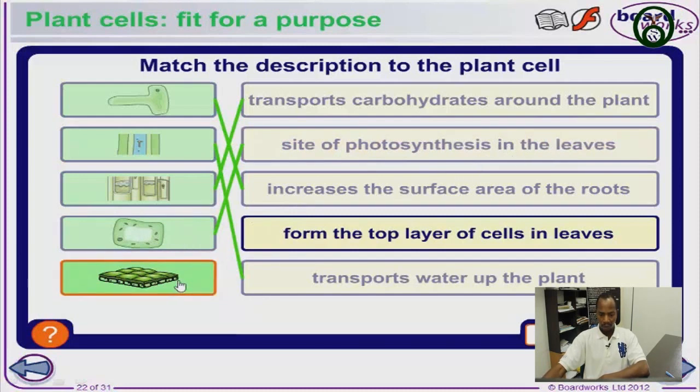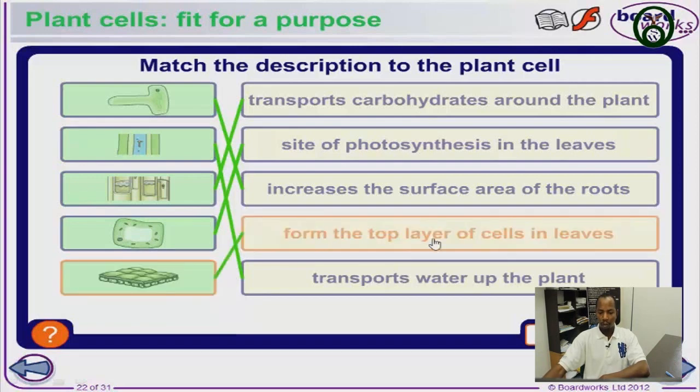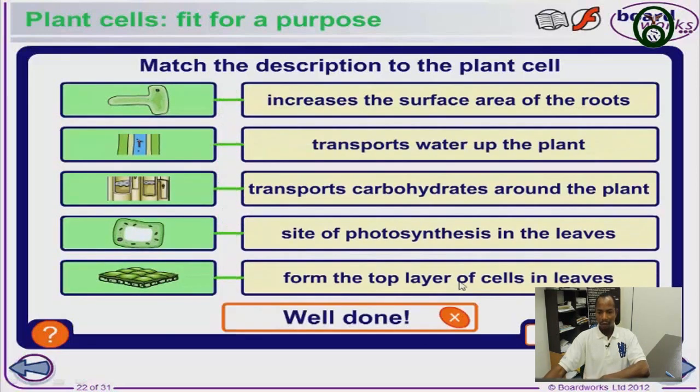Now, what of this last one? What do they do in the body? They form the top layer of the cells in the leaf. That's great. These are the specialized cells in plants and their functions.